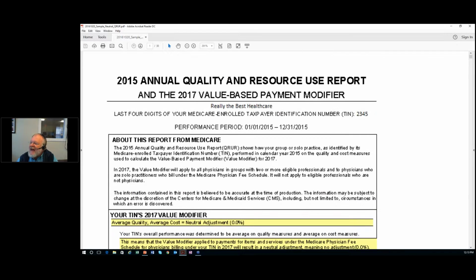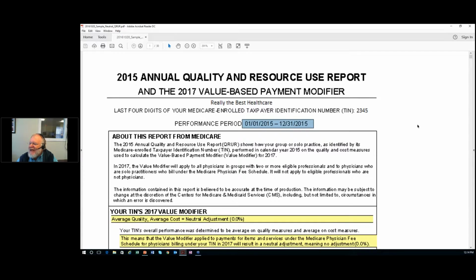So it's headed with the year and the program, the 2015 report. This is based on 2015 data submissions, which were due March 31st, and it has to do with the 2017 payment. So of course it'll be this coming year that will affect your payments. It identifies your practice name. We're calling this really the best healthcare practice, and we de-identified the last 4 digits of the tax ID number, and it again confirms the date range of the data that was considered in this report.